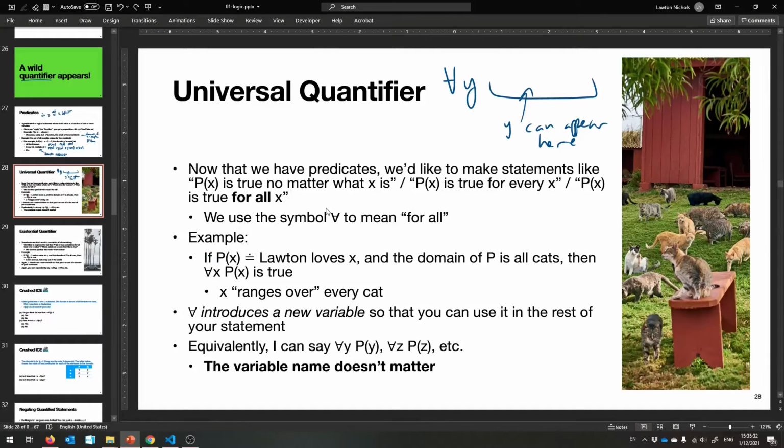The name of the variable doesn't actually matter. You could say for all y, P of y, and this would be the same as for all x, P of x, because you just change the name of the variable. For every cat called y, Lawton loves that cat y. For every cat called z, Lawton loves that cat. Take every cat in the world and give him a chance at being y. P of y is true for that cat, and on and on, forever and ever. So the variable name doesn't matter.